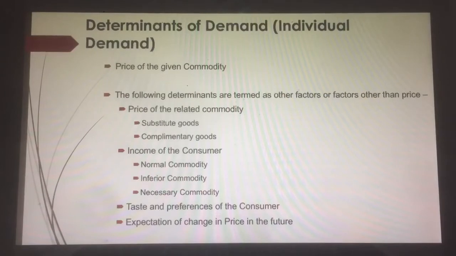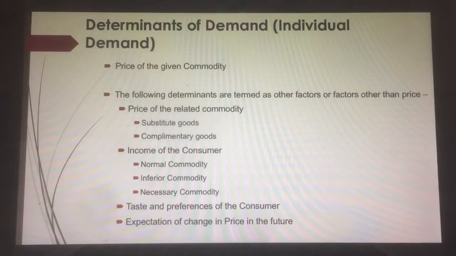If the price of the commodity rises, demand of that particular commodity will fall. And if the price of the commodity falls, the demand of that particular commodity will rise. There is inverse relationship between price of the commodity and demand of the commodity. They move in opposite direction. For example, if price of a given commodity, say tea, increases, its quantity demanded will fall, as satisfaction derived from tea will fall due to rise in its price. So we can see that price of the given commodity plays a very important role in changing the demand of the commodity.